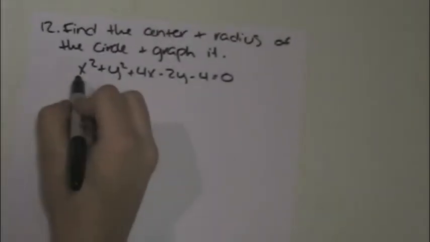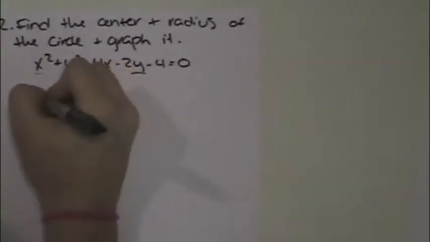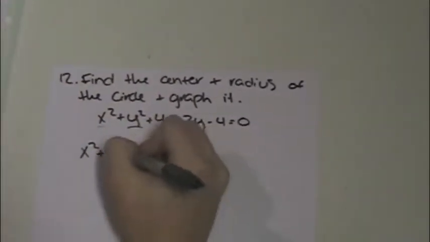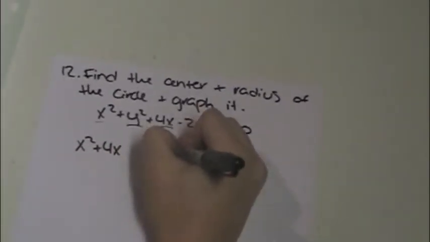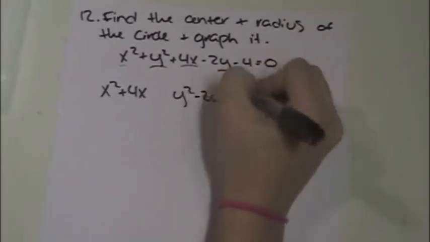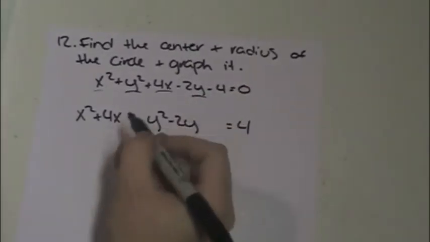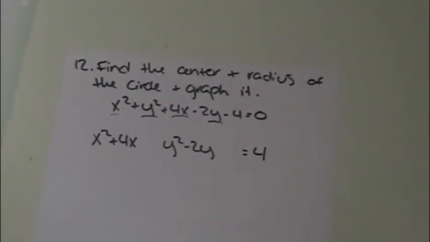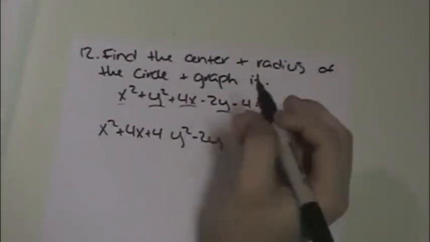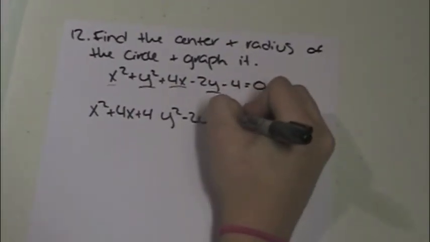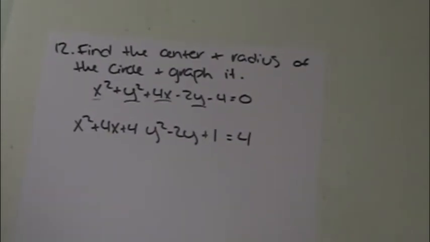Okay. You have to put the x's together, and then you have to put the y's together. So x squared plus 4x, and then leave a space because you have to do the square thingy. And then it's y squared minus 2y. And then move the 4 onto the other side. So it's like that. And then to do the square thing, you have to divide by 2 and then square it. So this will be plus 4, and this will be plus 1.